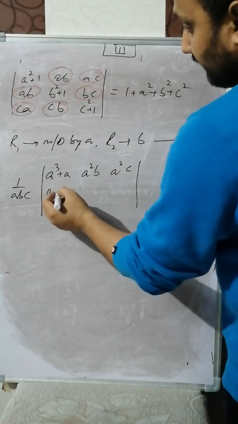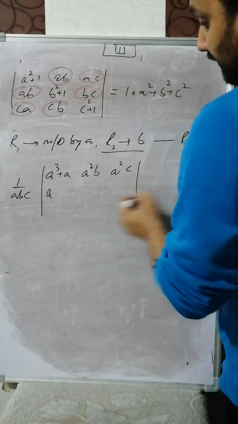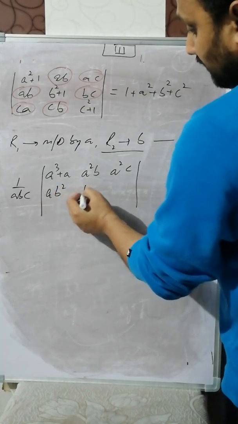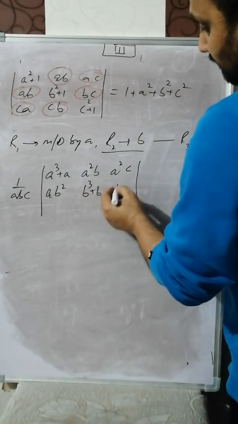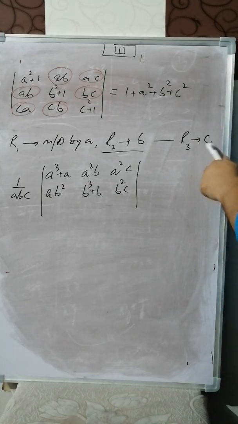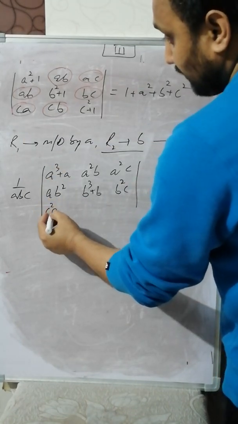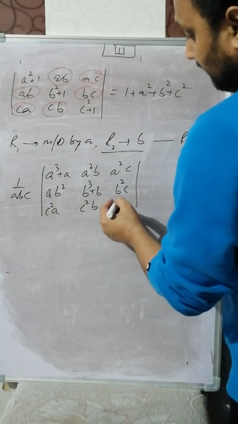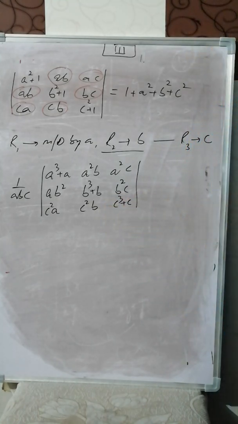The second row is with B, so it will be A B square, B cube plus B square C, and it is with C, so it will be C square A, C square B, C cube plus C.